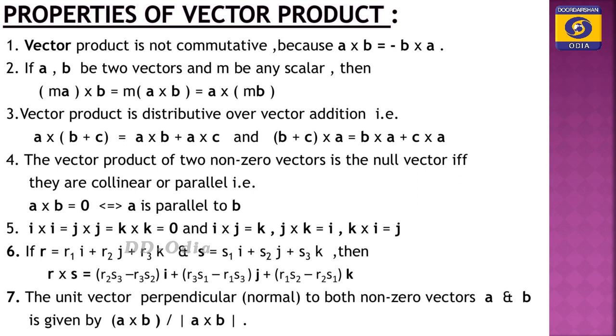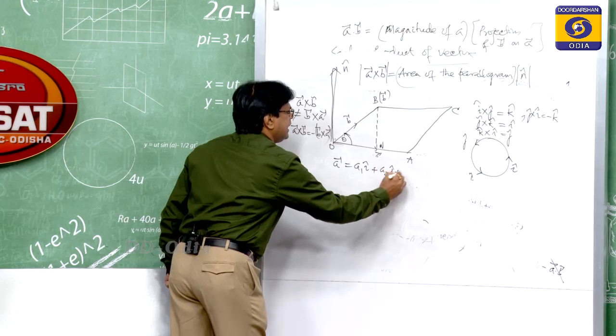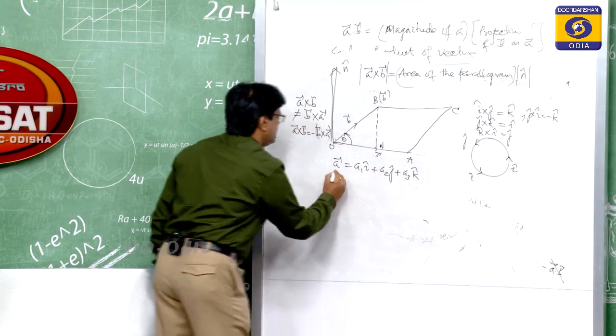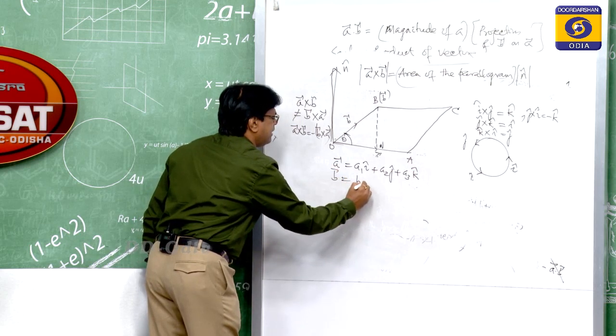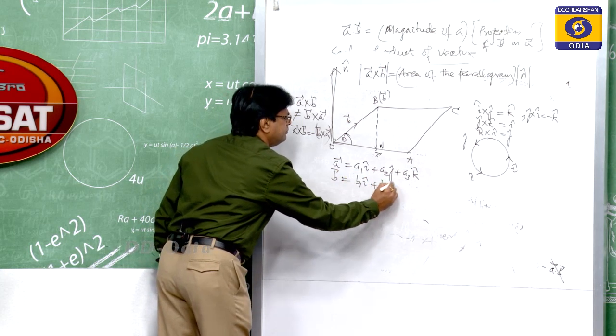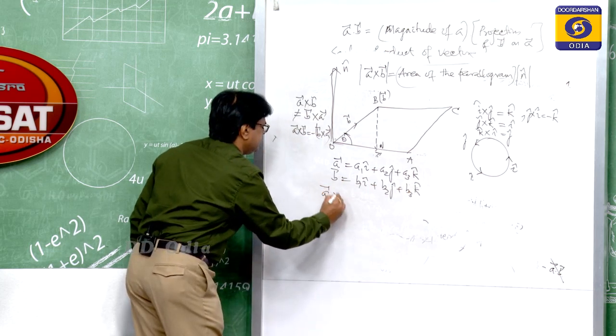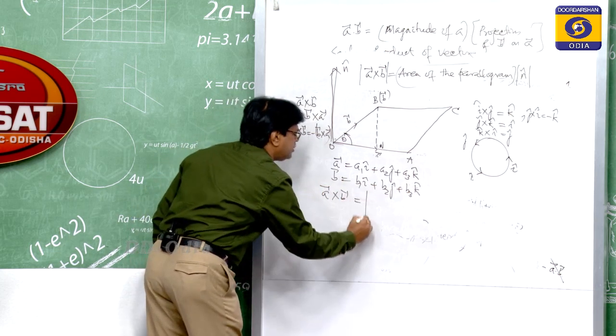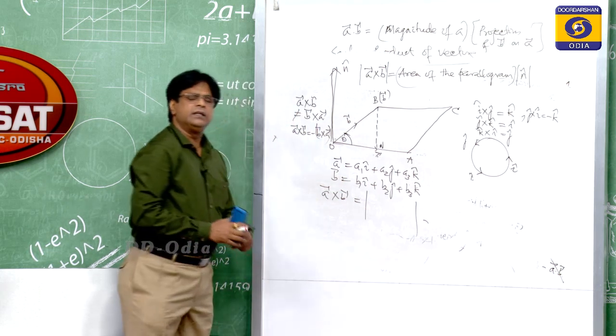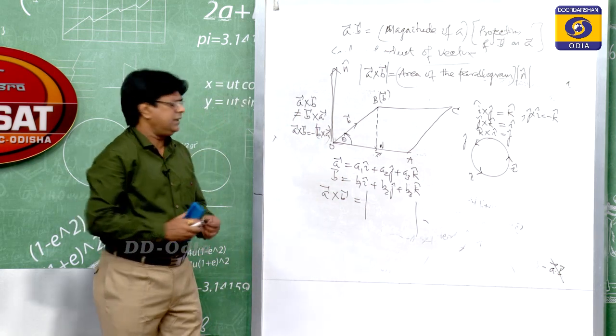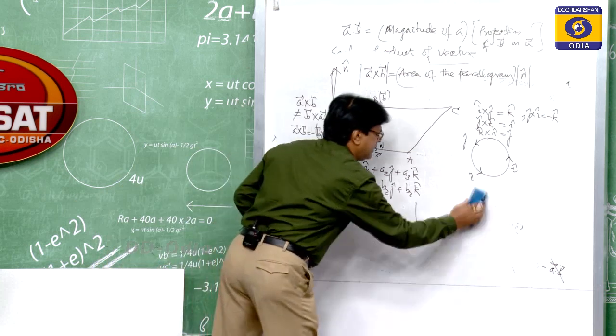cross S. Suppose A is equal to A1 i cap, A2 j cap, A3 k cap. Suppose B is equal to B1 i cap, B2 j cap, B3 k cap. Then A cross B is nothing but the determinant. You have already studied the determinant in the second unit.